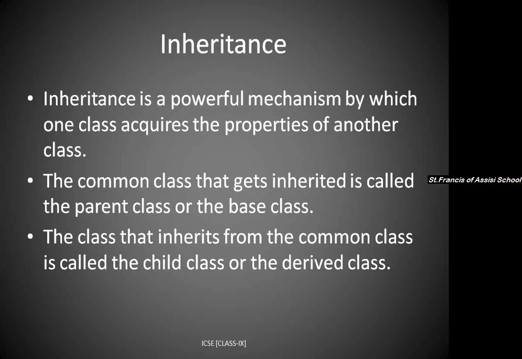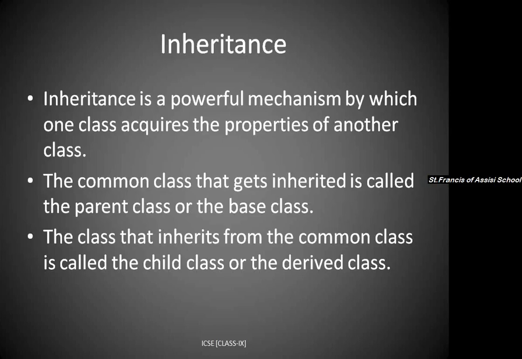Next is inheritance. Inheritance is a powerful mechanism by which one class acquires the properties of another class. Here acquiring the property from one class to another class is called inheritance. The common class that gets inherited is called the parent class or the base class. So the common class from where we are inheriting, we are acquiring, is called the parent class or the base class. And the class that inherits from the common class is called the child class or the derived class. The class which is acquiring the property is the derived class or child class.